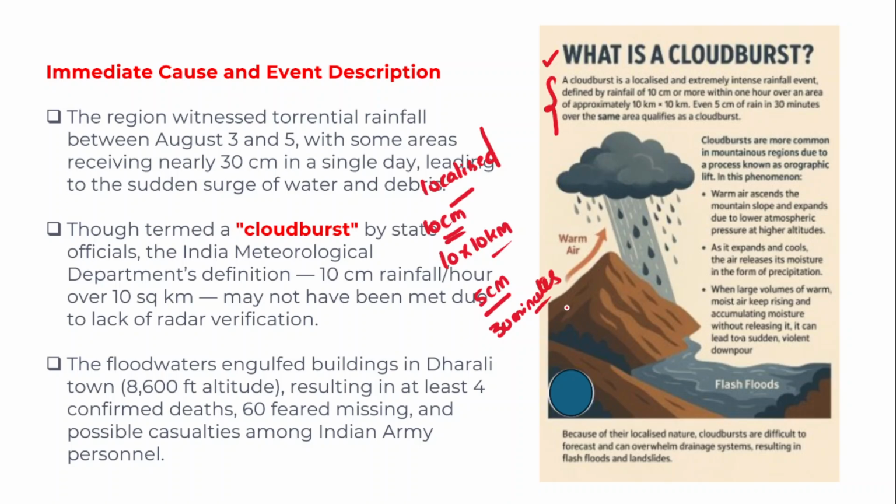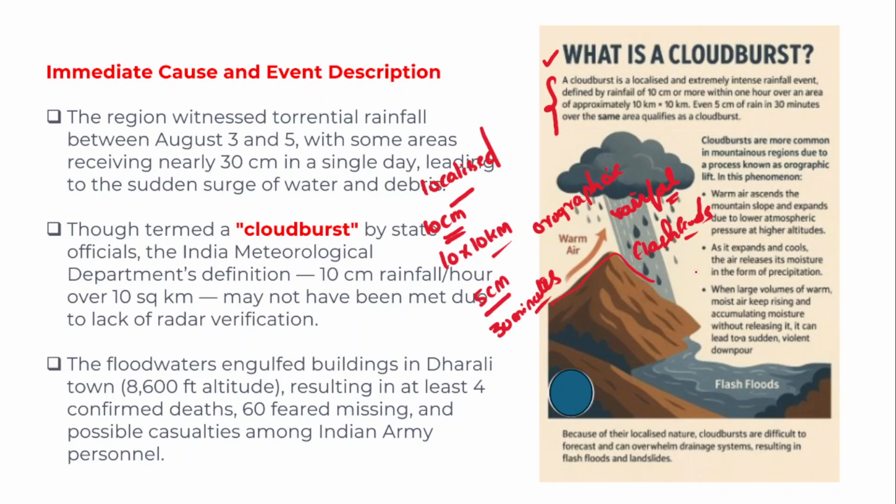Right, so I hope you have understood the definition of cloudburst. These cloudbursts are very common in mountainous areas. So why are they very common in mountainous areas? Because mountainous areas experience orographic rainfall. This orographic rainfall would trigger the cloudburst followed by flash floods. And climate change, global warming, all these factors have been triggering heavy rainfall over these mountainous areas, particularly the Himalayas and the Western Ghats as well.